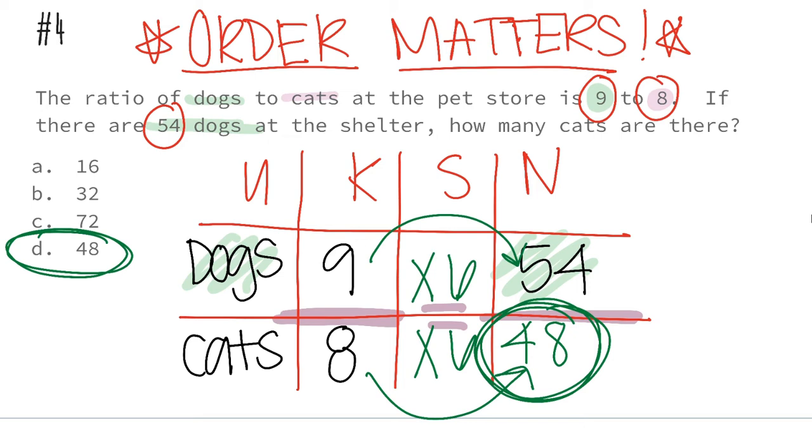So that's why we use UKSN. And again, the U stands for units. That's where whatever we're talking about goes. This is what we know in our problem. This is our scale, how we get our know to our need. And then this is what we need to get to.